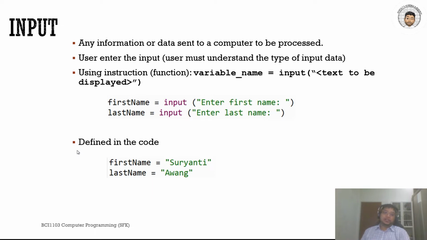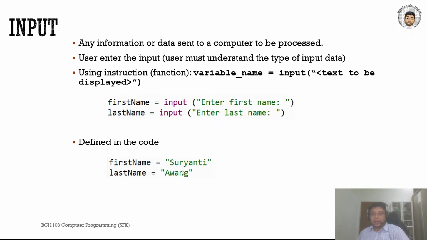Any information or data sent to a computer will be processed. The user enters the input, and the user must understand the type of the input data. For example, here you have the variable name and the input text to be displayed. So this is where we have input, like first name, input, enter first name, and last name, input, enter last name. By default, anything entered here as input is recognized as string.